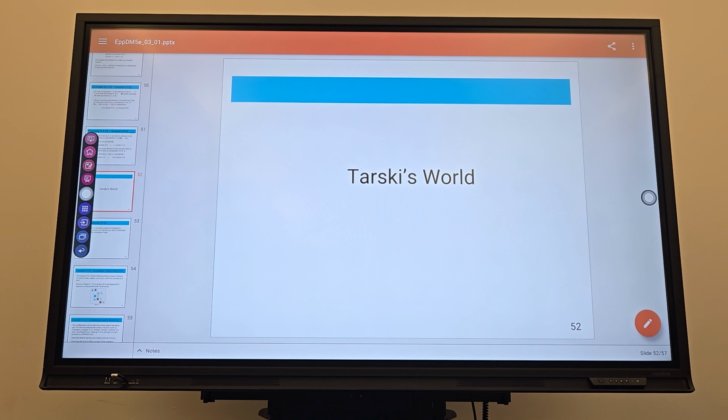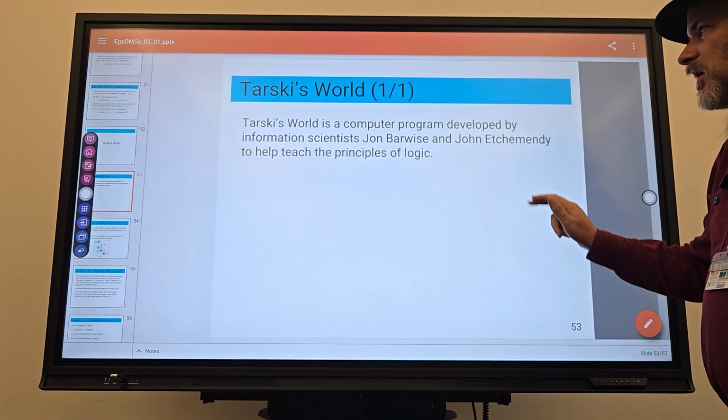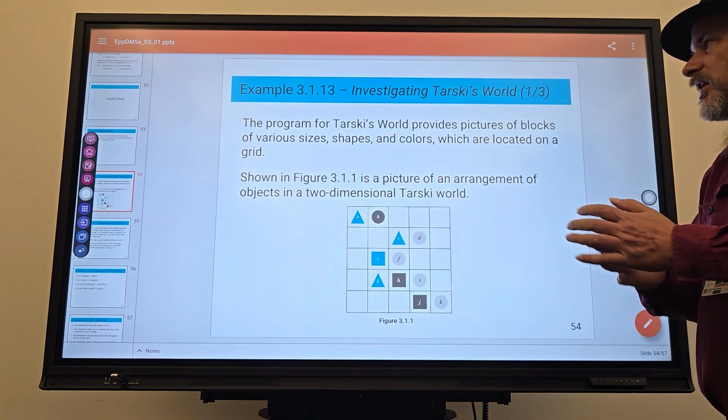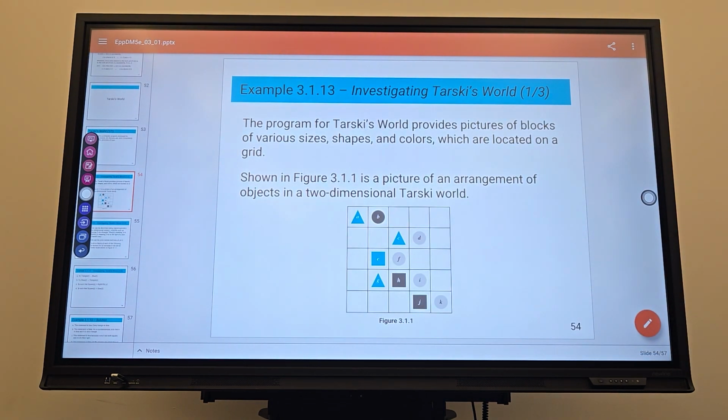Now, Tarski's world. It's a computer program developed by some information scientists to help teach principles of logic. The program for Tarski's world provides pictures of blocks of various sizes, shapes, and colors, which are located on a grid. This is an example. I'm going to ask you guys to go through this on your own from the slides after I upload them this evening.